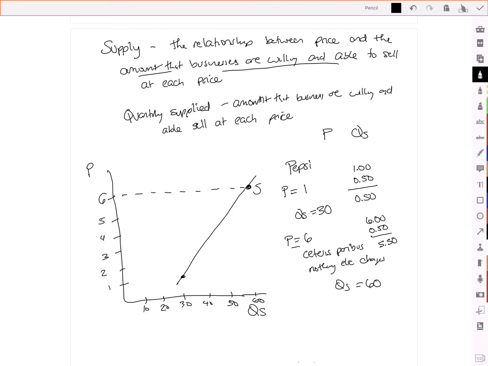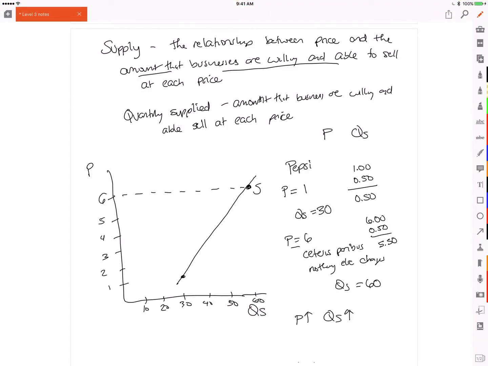So the supply curve is upward sloping because the higher the price, assuming nothing else is changing, so ceteris paribus, the more profit they're making, the more they like that, the more they're willing to make at that price. So the supply curve is upward sloping, and that's because when the price goes up, quantity supplied goes up. Businesses are willing and able to sell more.